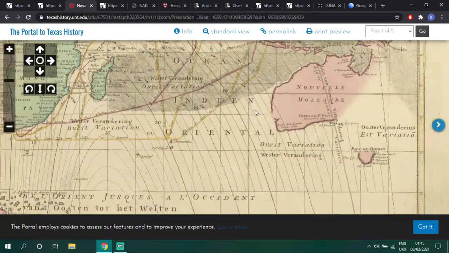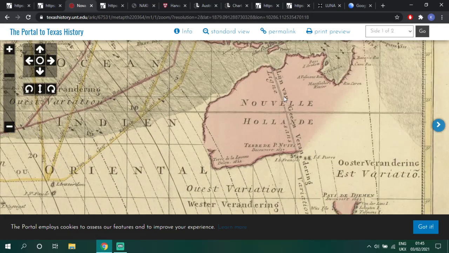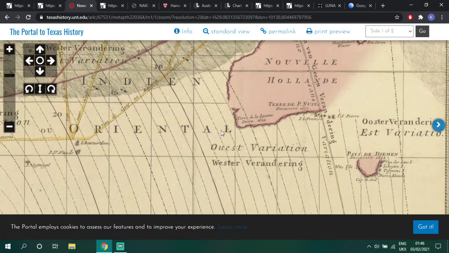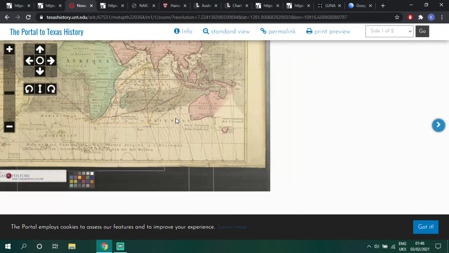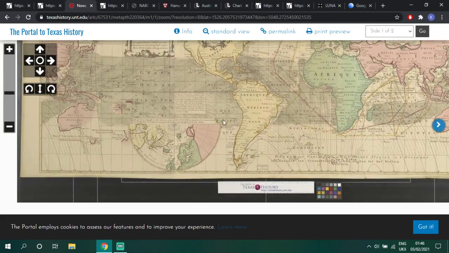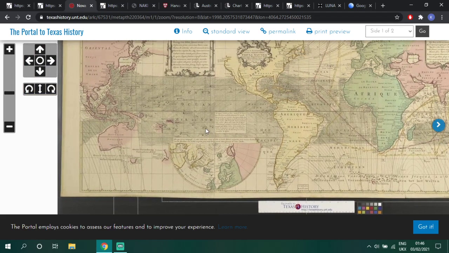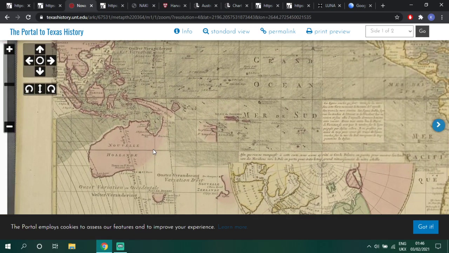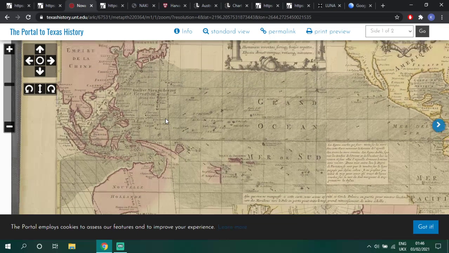So, anything else on this map we can look at? No, not really. Okay. Probably absolutely loads of things, but we're just going to focus on Australia, which we'll look at from this perspective. Change, but it's the same.